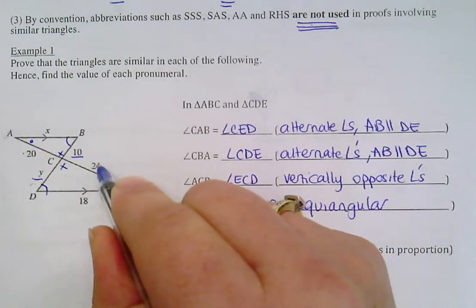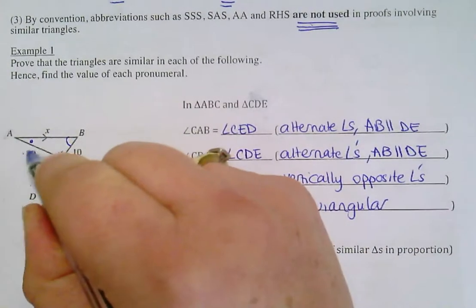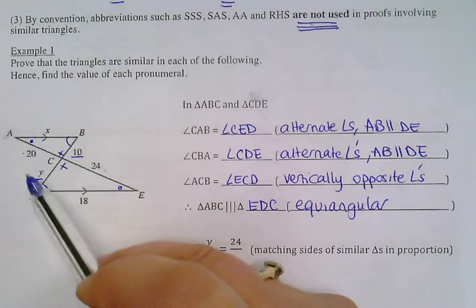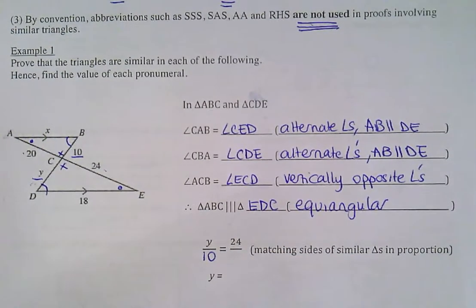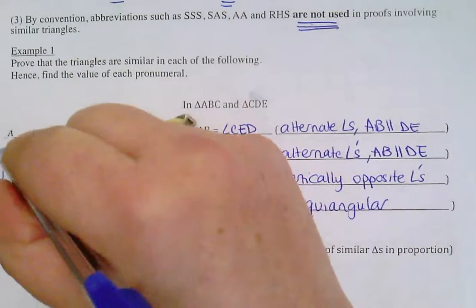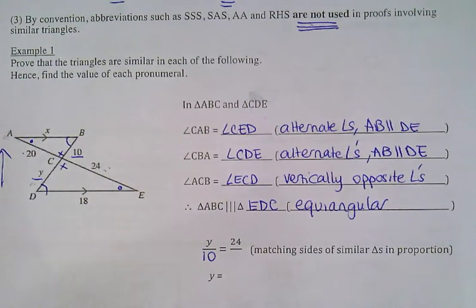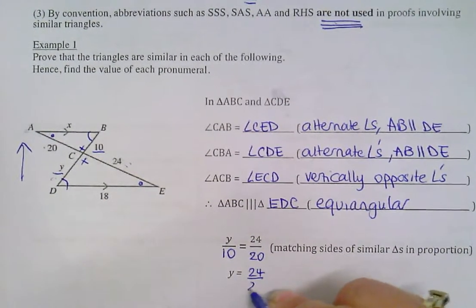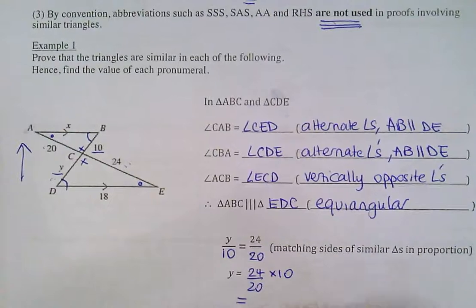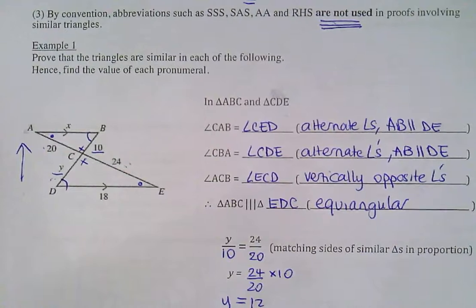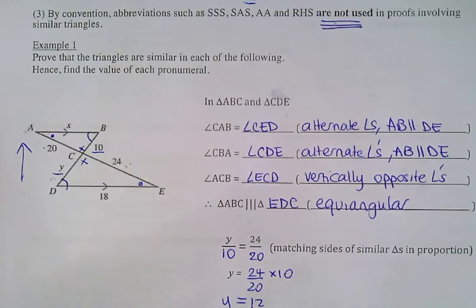Why are they matching? 24 is between the dot and the cross. 20 is between the dot and the cross. So don't swap the order. Don't go from bottom to top, top to bottom. We're not making a pattern. Bottom to top, bottom to top, same way. If you have to, put an arrow up. Y over 10 equals 24 over 20. So what do I do now? How do I make y the subject? Times by 10, which is 12. Great.